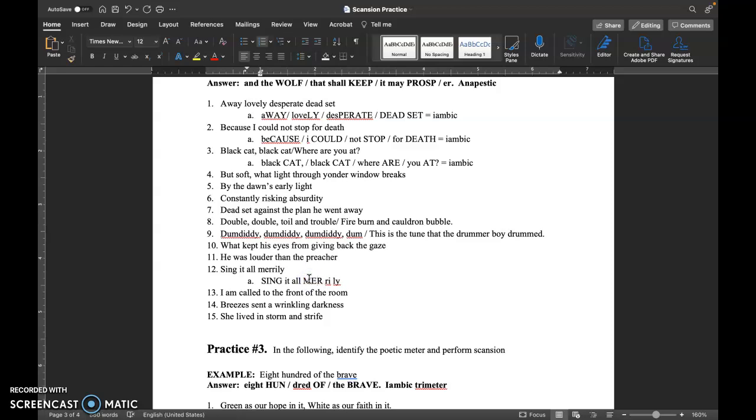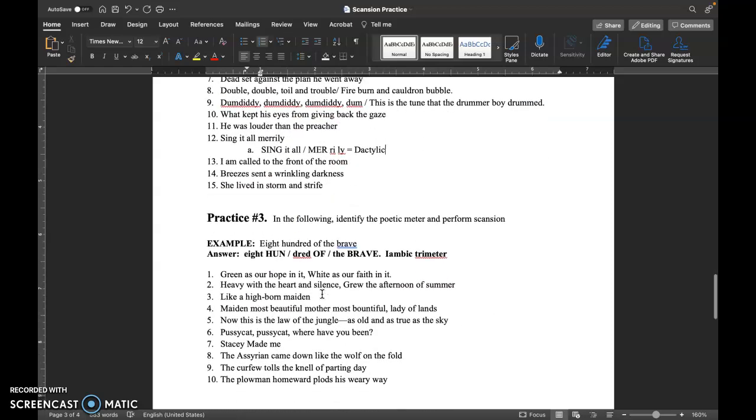Do I see a pattern now? Sing it all merrily. This is harsh. This is weak, weak. Okay, so strong, weak, weak. Foot marker. Strong, weak, weak. Yes, that is a recognizable rhythm. This is going to be dactylic. Strong, weak, weak, strong. So sing it all merrily. Makes sense. Okay, let me get on to practice number 3.